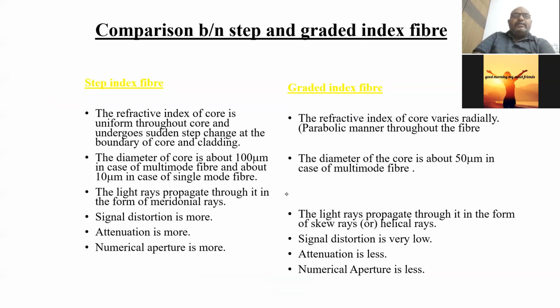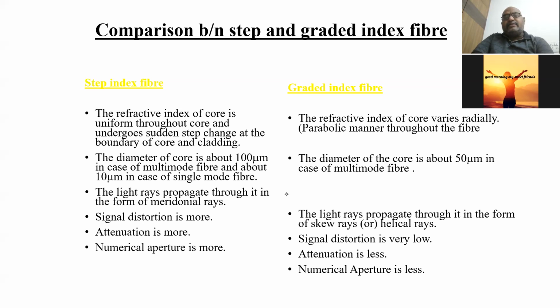Now comparing the step index fiber and graded index fiber: in the step index fiber, the refractive index of the core is uniform throughout the core and undergoes sudden step changes at the boundary of core and cladding. The diameter of the core is about 100 mm in the case of multimode fiber and about 10 mm in the case of single mode fiber. The light ray propagates through it in the form of meridional rays. The signal distortion is more, attenuation is more, and numerical aperture is more in step index fiber.